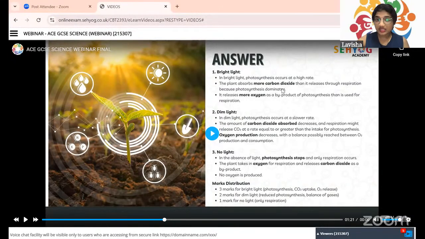The process is photosynthesis: more carbon dioxide, more photosynthesis, right? More oxygen will be liberated, that can be used for the respiration process.